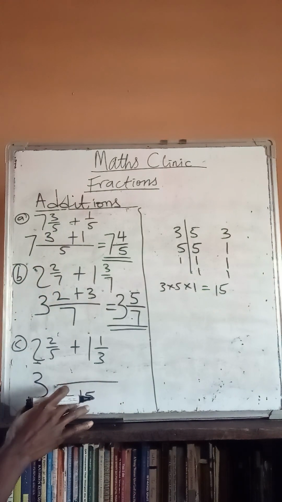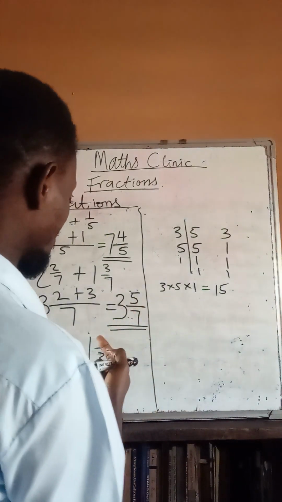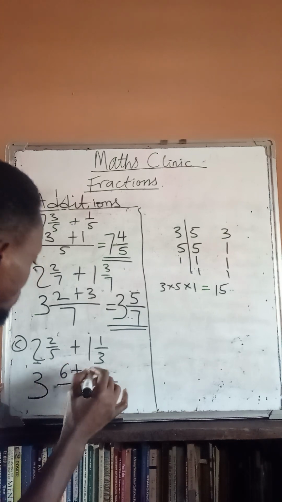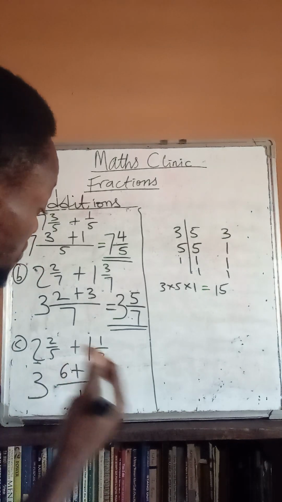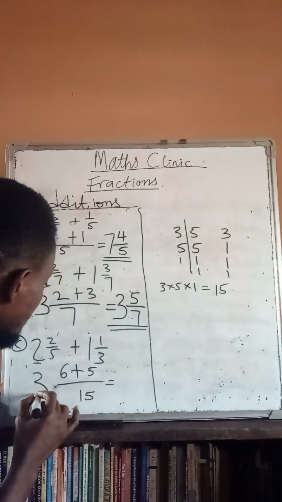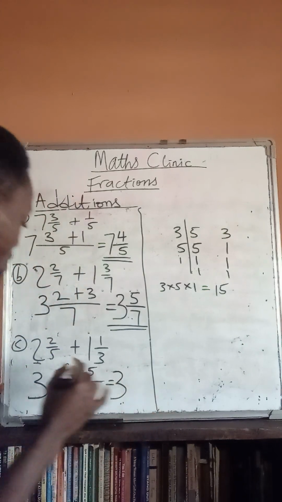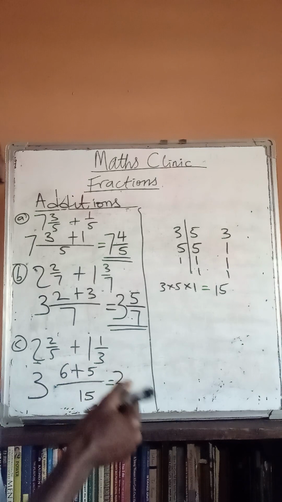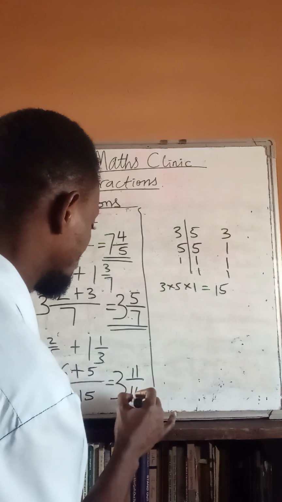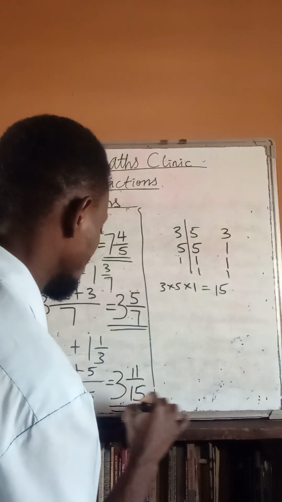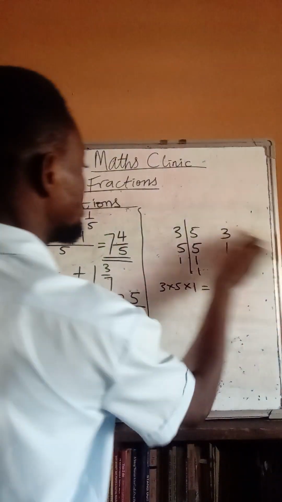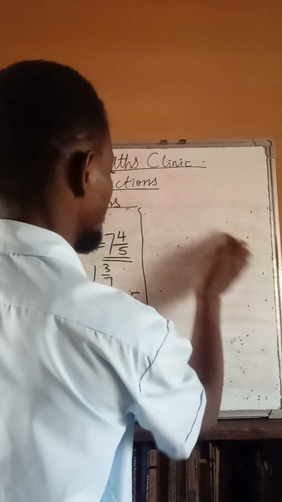15 divided by 5 will give you 3. 3 times 2 will give you 6, plus 15 divided by 3 will give us 5. 5 times 1 will give you 5. So write out your whole number, 3. 6 plus 5 will give us 11. Write out your 11 all over 15. That is the answer for this: 3 whole number, 11 over 15. That is C.